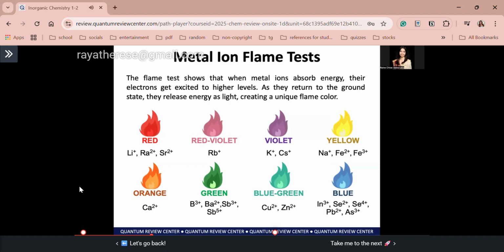Kung lumabas ito sa boards, usually tinatanong nila about Group 1 and Group 2 elements, gaya ng potassium ion, sodium ion, lithium ion, okay? So make sure to memorize this as well.